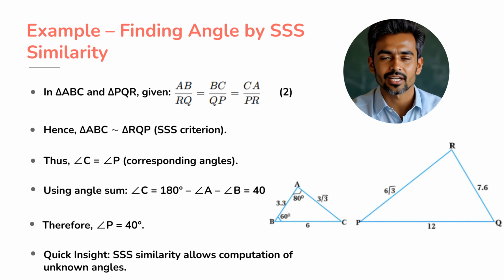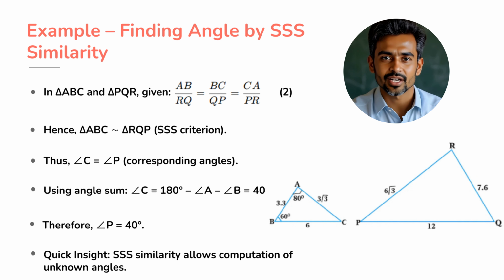We know that the sum of the angles in any triangle is always 180 degrees. So for triangle ABC, we can use the following equation: angle C plus angle A plus angle B equals 180 degrees. Substituting what we know, we get angle C plus 80 degrees plus 60 degrees equals 180 degrees. Simplifying, angle C equals 180 degrees minus 80 degrees minus 60 degrees equals 40 degrees. Therefore, angle P in triangle PQR is also 40 degrees.